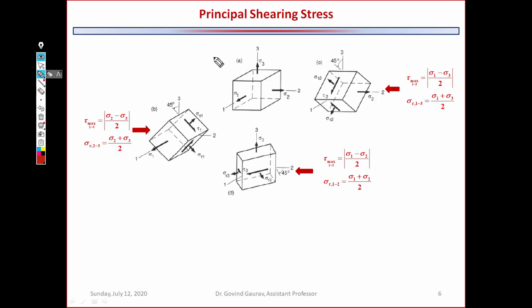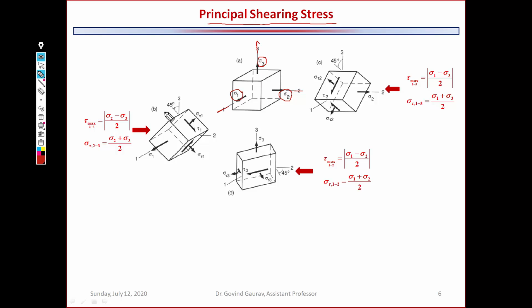Now the representations of the principal shearing stresses. This is the cube which we have selected. This cube is subjected to different values of the normal stresses: sigma 1, sigma 2 and sigma 3. Here we have assumed that these are aligned in the directions of the coordinate system. So this one is represented by 1, this one by 2 and this one by 3.